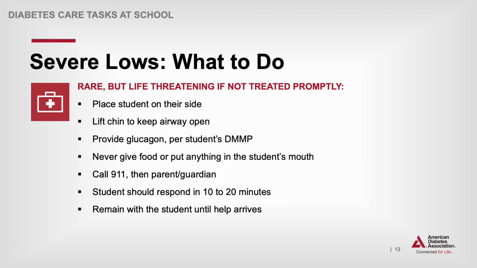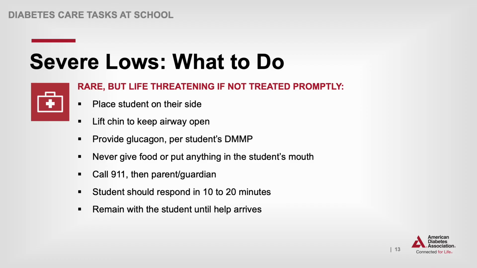Place the student on his or her side. Lift chin to keep the airway open. Provide glucagon if provided for in the student's DMMP. Never attempt to give food or put anything in the student's mouth. Identify someone to call 911 and then contact the parent or guardian. The student should respond to the glucagon within 10 to 20 minutes. Remain with the student until help arrives.